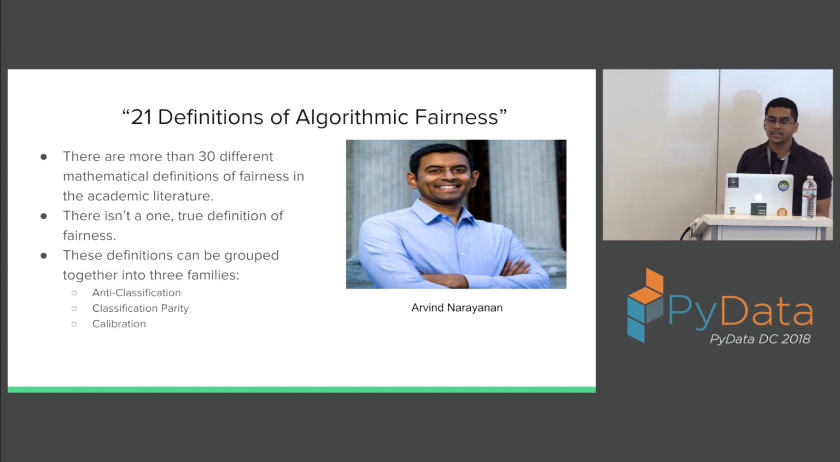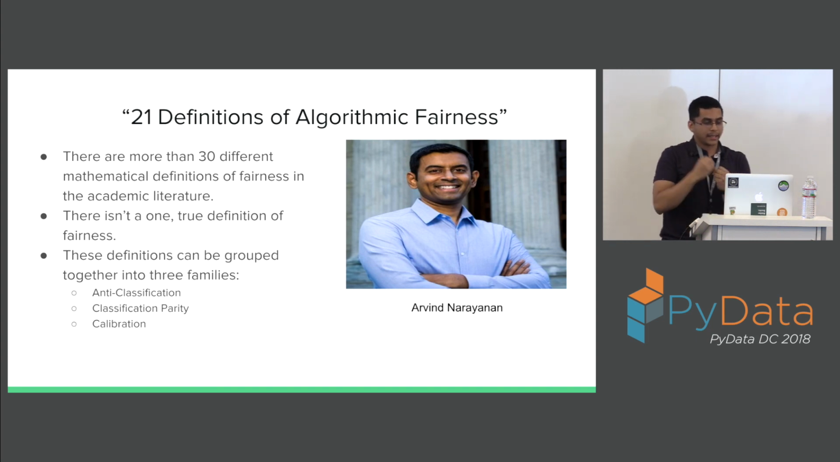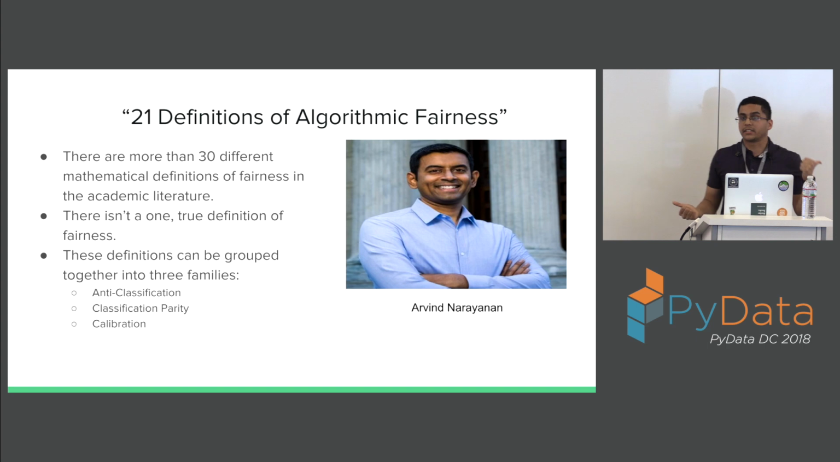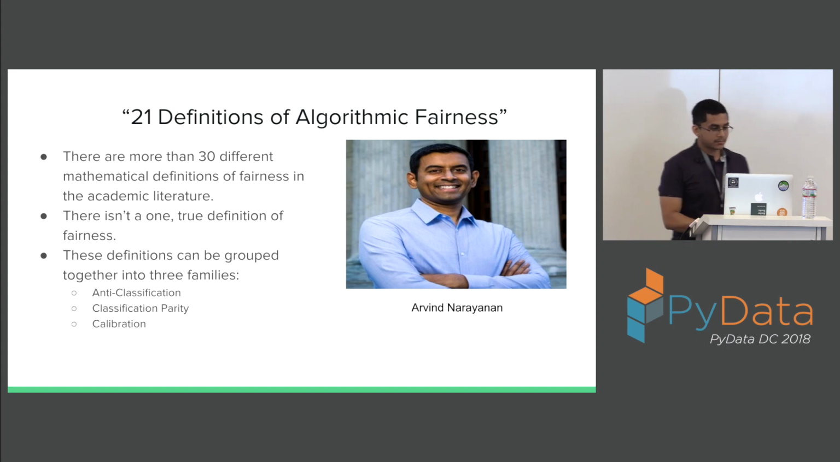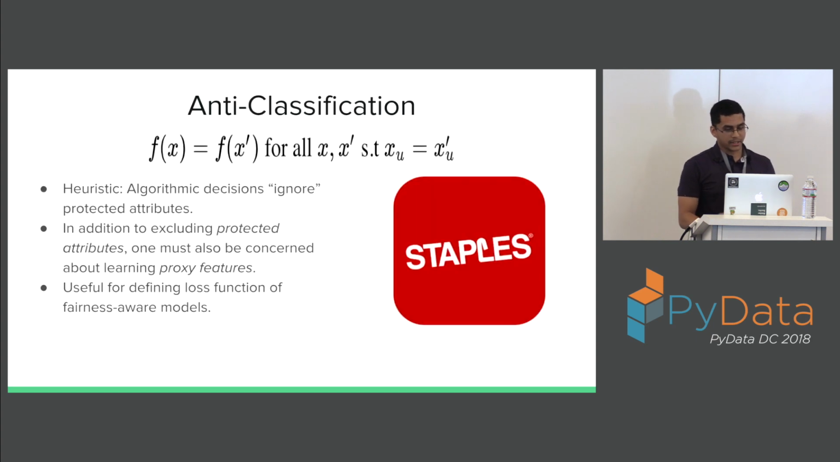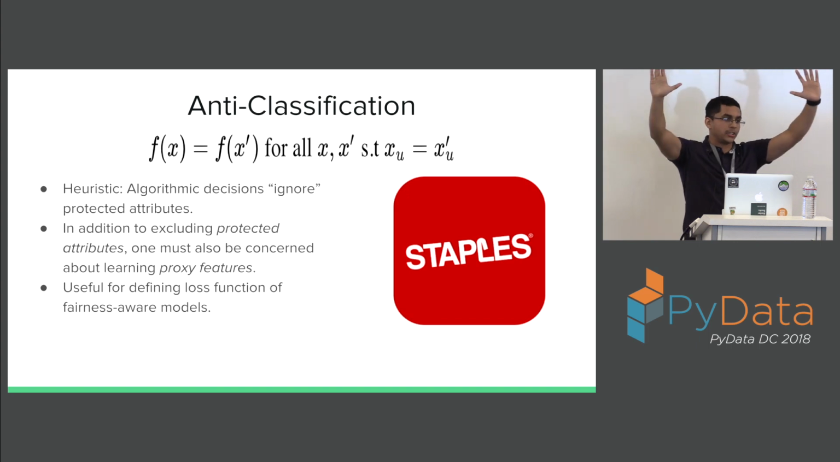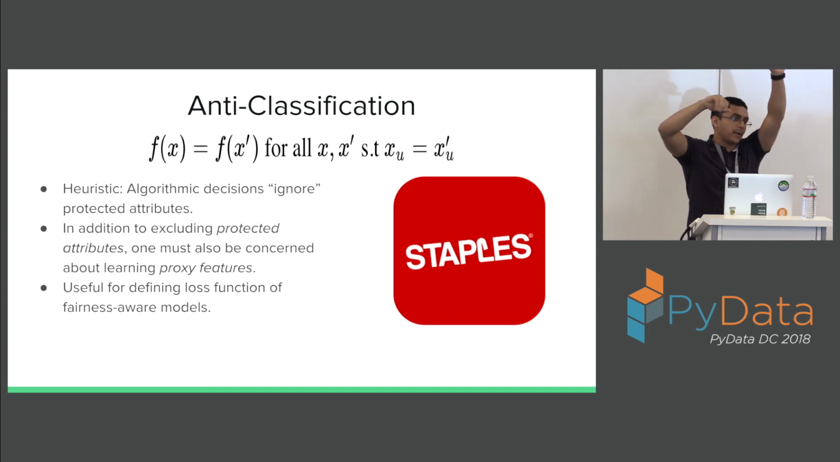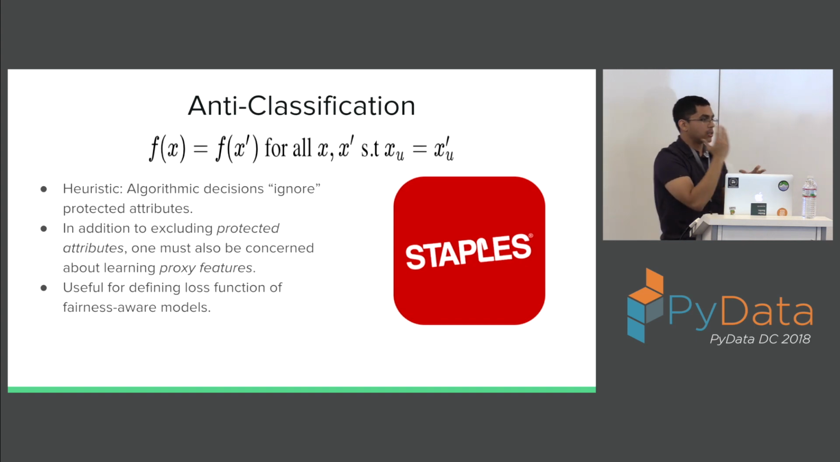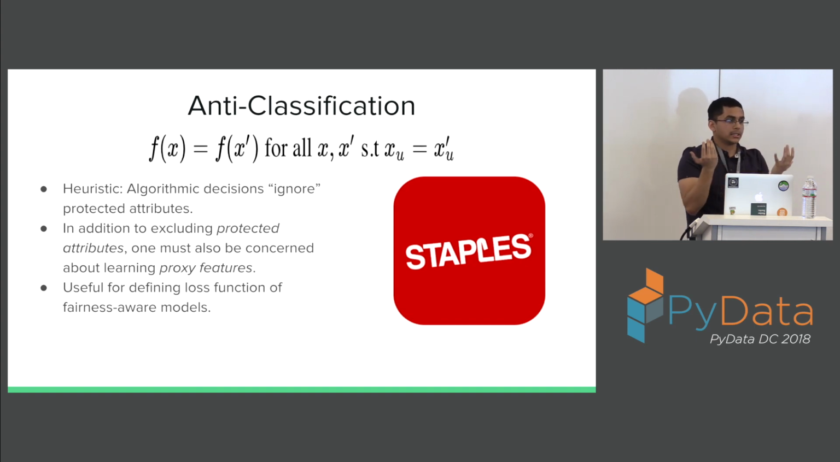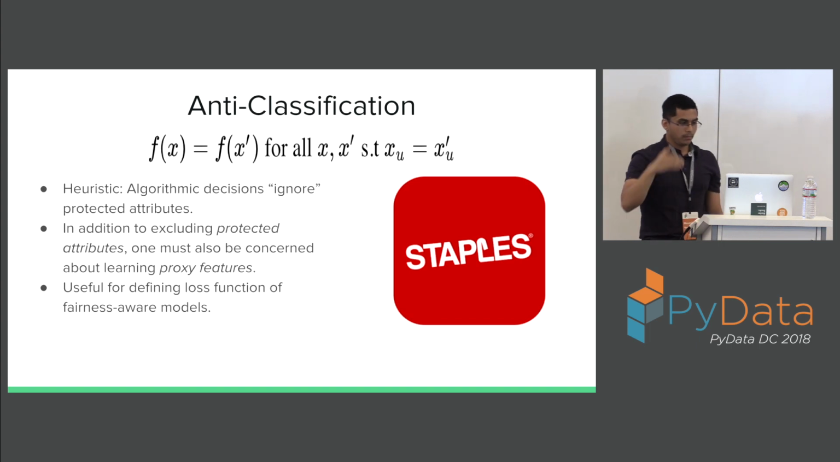However, of these 30 definitions, we can really break them down into 3 big families: anti-classification, classification parity, and finally calibration. So let's talk about anti-classification. This is the idea that when we have our data set, we have our features X, we have some protected features and some unprotected features. Protected features are your protected demographics: your race, sex, gender, religious orientation, place of origin. And the heuristic behind anti-classification is that your algorithm should ignore these features.